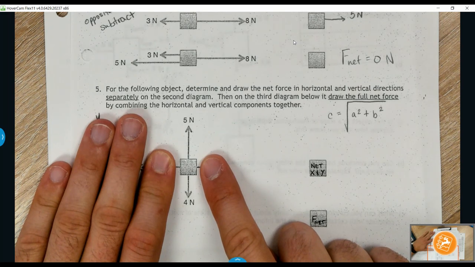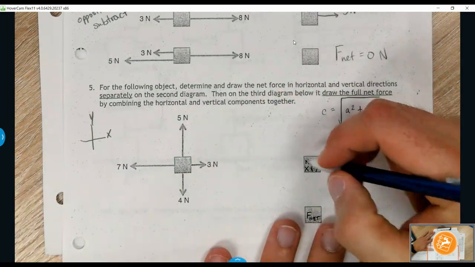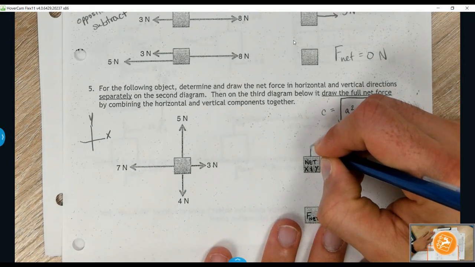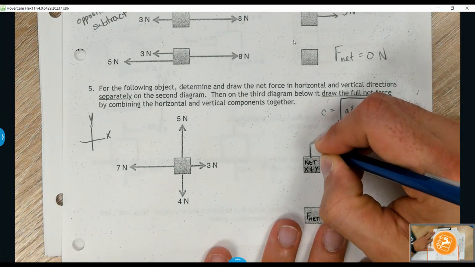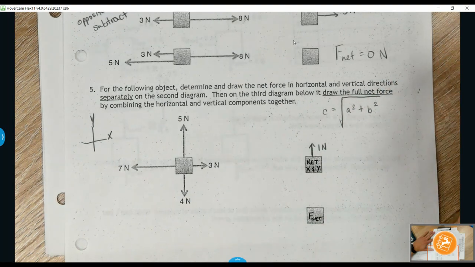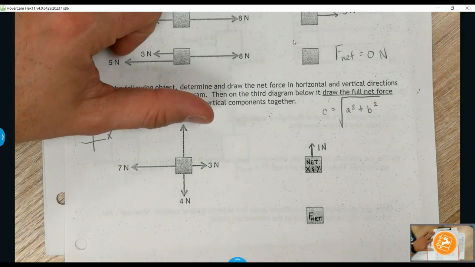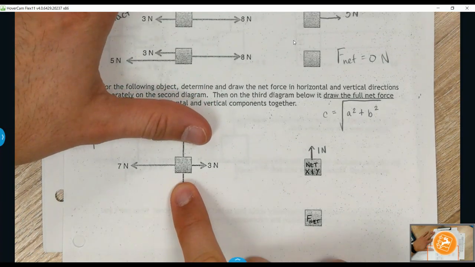Not 9. 1, because they're going opposite directions, so we're going to subtract them. So it would be 1 going in what direction? Up or down? Up, because 5 is bigger than the 4. Okay, so on this one, we're going to just draw a little arrow going up. So that's 1 Newton. And now we're going to take a look at the x direction.